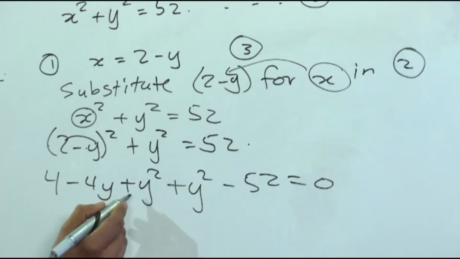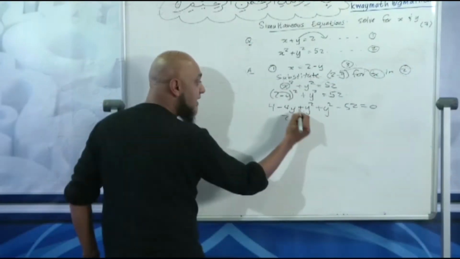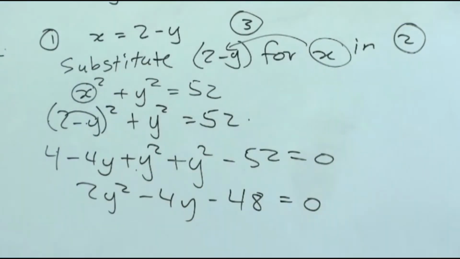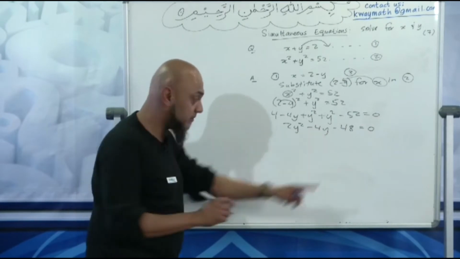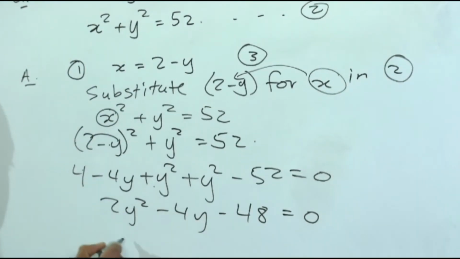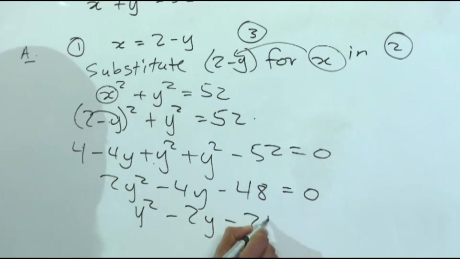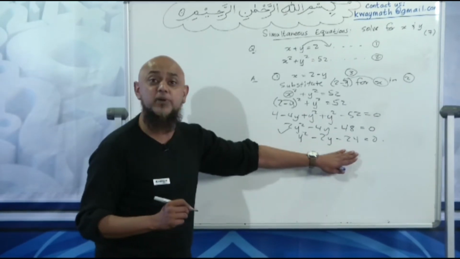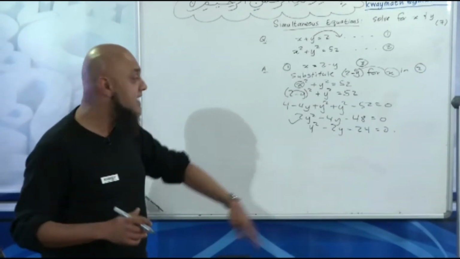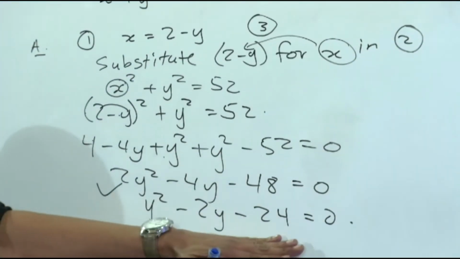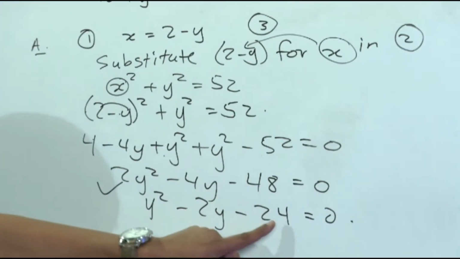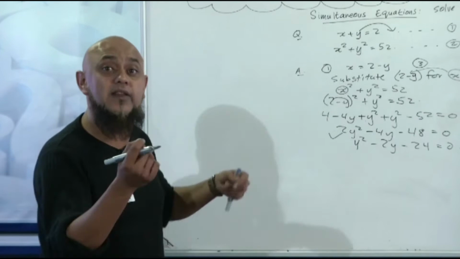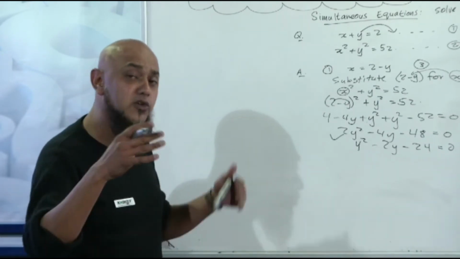What do I have? Collect your like terms. y squared plus y squared, 2y squared, minus 4y, 4 minus 52, minus 48, is equal to 0. What do we notice? That is a quadratic equation. We now divide everything by 2. So we say y squared minus 2y minus 24 is equal to 0. At this stage we realize that it is a perfect trinomial. Now this is your checkpoint. The minute you get to a quadratic equation that factorizes, where you've got the factors of 24 that will give you a 2, you know you're right. You don't need to go back and check whether your calculation or your algebra was correct.